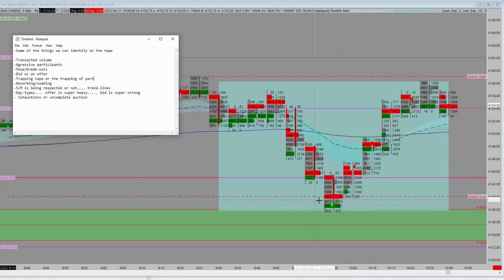What else can we use the tape, order flow, footprint, whatever for? It helps us, as our other tools do, identify day types kind of before they've really happened. So what do I mean by that? Days that we chop all day, for those who don't know, that's called a balanced day. Days that it's just up all day or down all day, that's a trend.